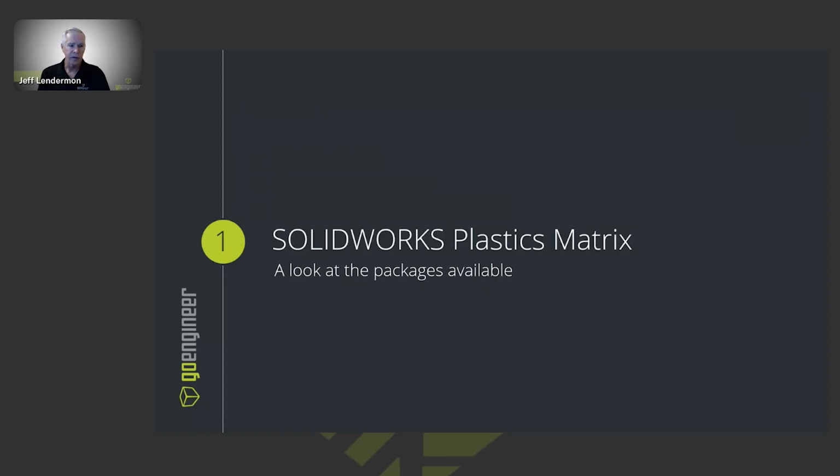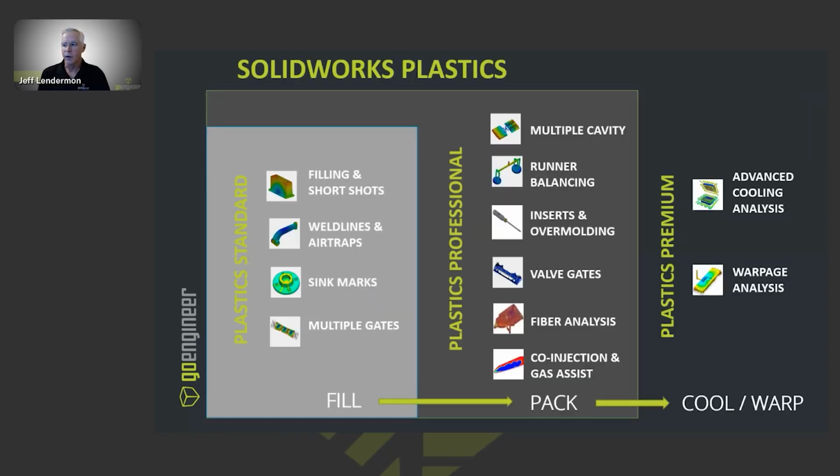So first I'll cover the SOLIDWORKS Plastics matrix. We're going to look at the available packages. There's Plastics Standard, Pro, and Premium. There are 3 levels, just like SOLIDWORKS comes in 3 levels. You can run any level of SOLIDWORKS Plastics on any level of SOLIDWORKS. It is an add-in in SOLIDWORKS, so it is a separate purchase outside of SOLIDWORKS, but it does require a SOLIDWORKS license to run SOLIDWORKS Plastics.